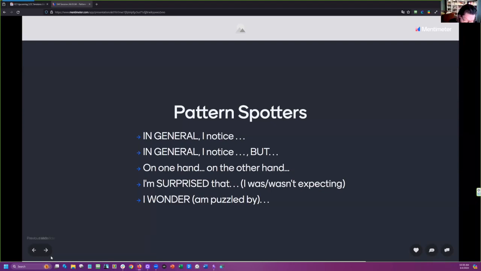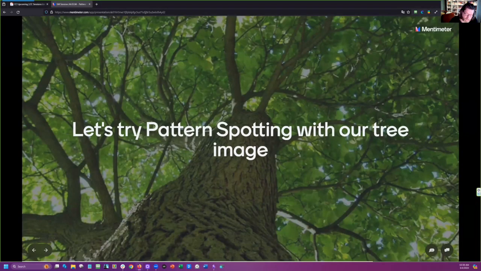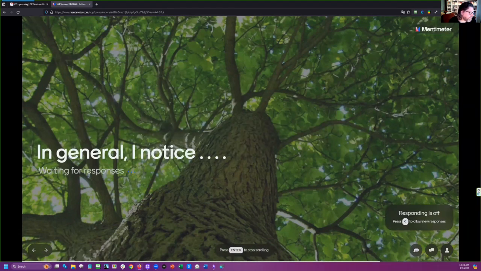Okay, so if we go to the next slide, we're going to see this tree on each one of these slides. And the first one is, in general, I notice. I'm sorry, we can go to the next slide. On my screen, it says responding is off. Did I do that? Let me see if I can proceed. I just was able to turn it on. Okay. All right. So the first one, in general, I notice.